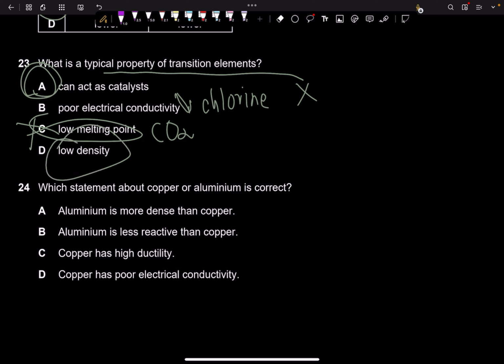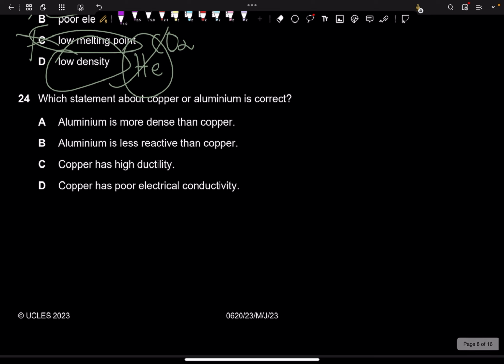Low density is also a property of helium. Helium gas has extremely low density, less dense than air, and rises up. So does that mean it's a transition element? No. It has to be a catalyst. All catalysts are transition elements. Remember this. Moving on.